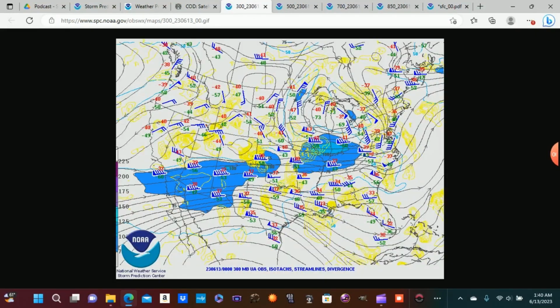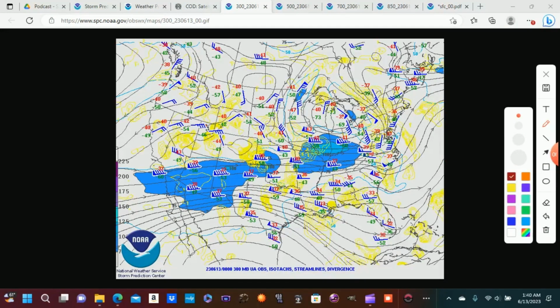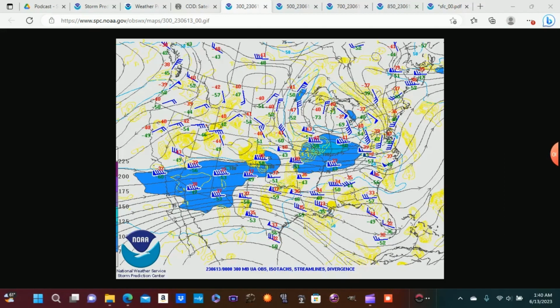So let's look at our upper air maps for today. We're starting at 300 millibars, and we are looking for the jet stream. The jet stream today is kind of elongated from the desert southwest up into the Ohio Valley. And this is kind of an anomalously strong jet stream. Usually this is a pattern that we see in April or May, but in mid-June, this is pretty strong. We have about 90 to even about 100 knots of flow in some spots at 300 millibars.